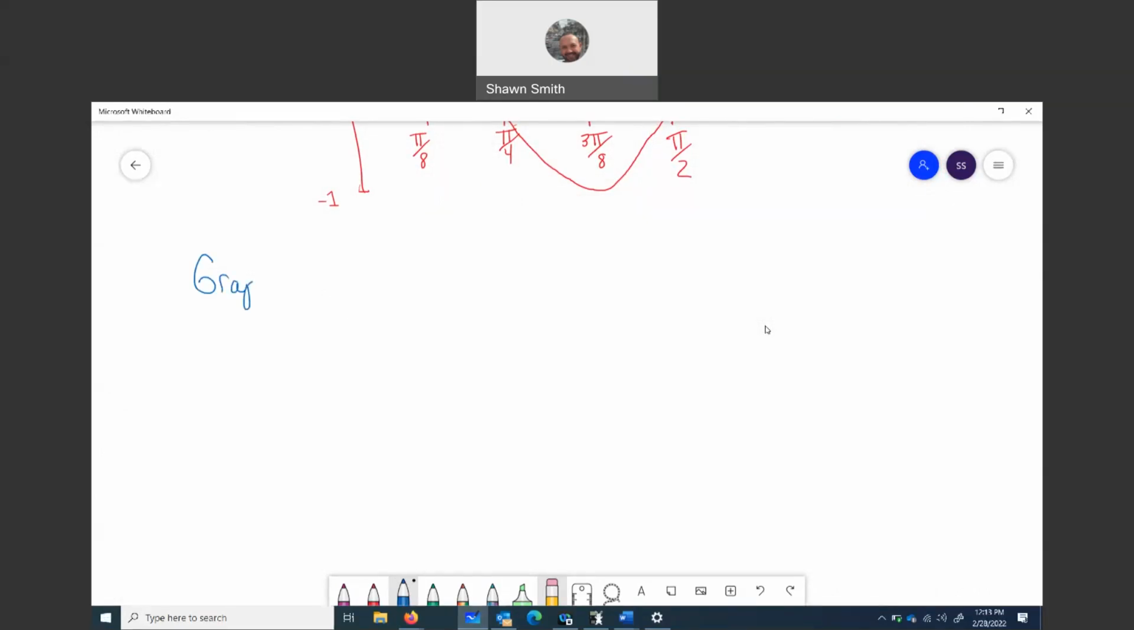Let's graph f of x is equal to -2 times the cosine of 2/3 x. So let's just identify some important information. The amplitude is going to be the absolute value of -2. It's 2, right?